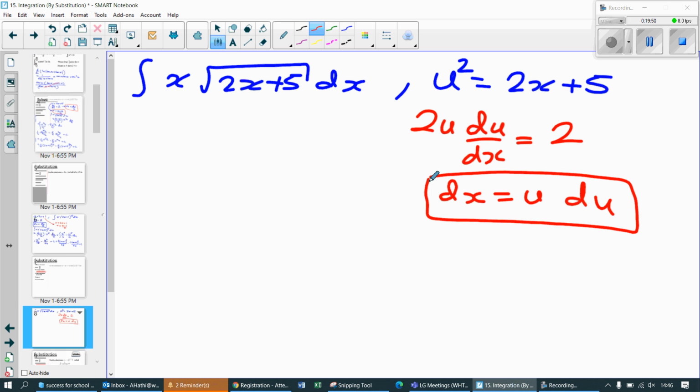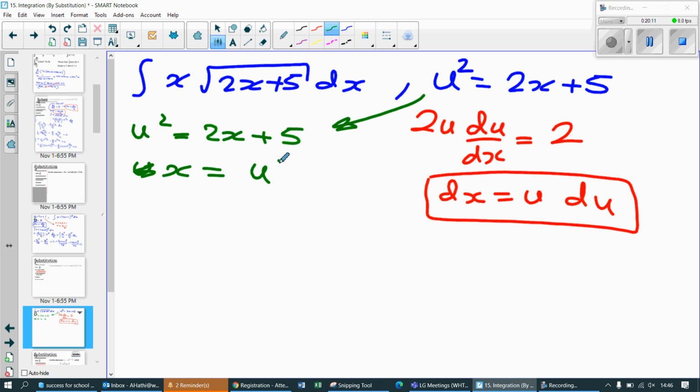Okay, let's write this down as we go along. That was the first step. The next step was to figure out what x is. I apologize for the presentation, there's not enough space on this board. So u squared equals 2x plus 5. Is everyone happy that x is just quite simply u squared minus 5 over 2? Everyone happy with that? Okay.